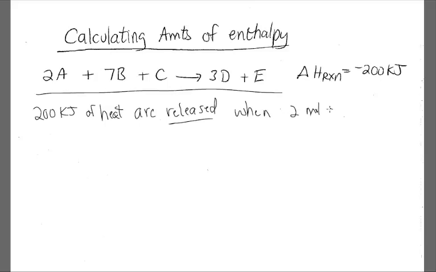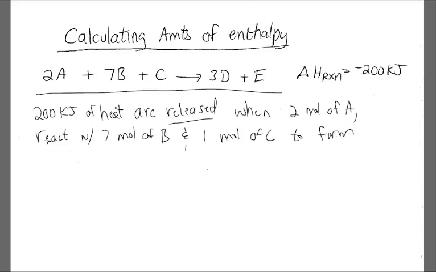So 200 kilojoules of heat are released when 2 moles of A react with 7 moles of B and 1 mole of C to form 3 moles of D and 1 mole of E. In other words, using the exact coefficients in terms of moles will give you this delta H reaction.